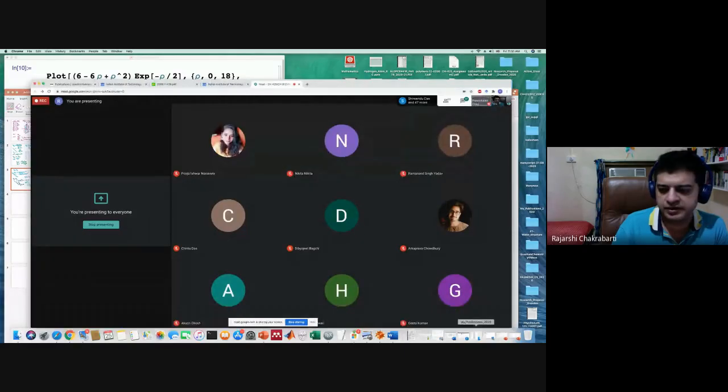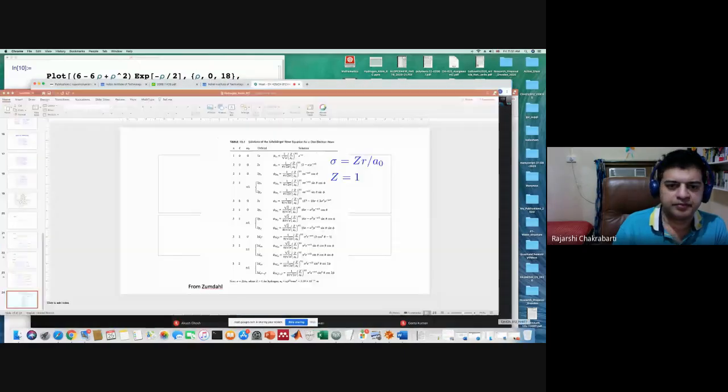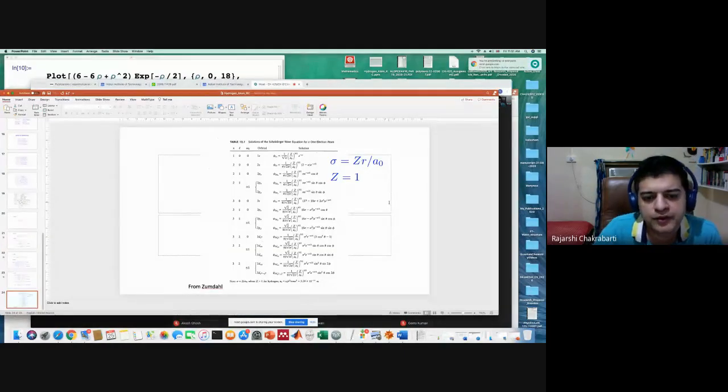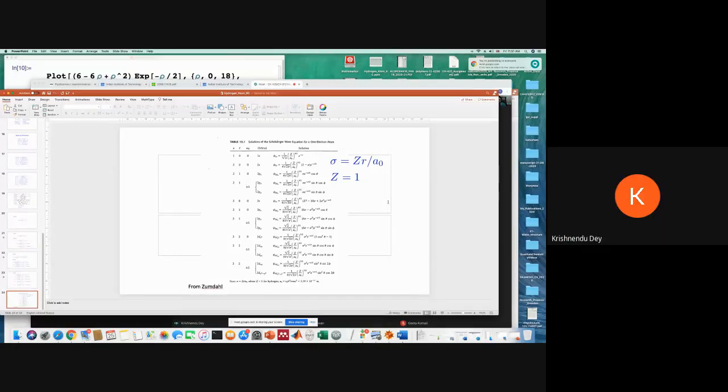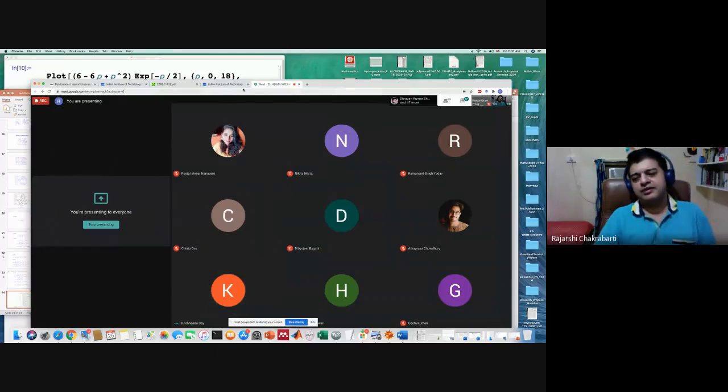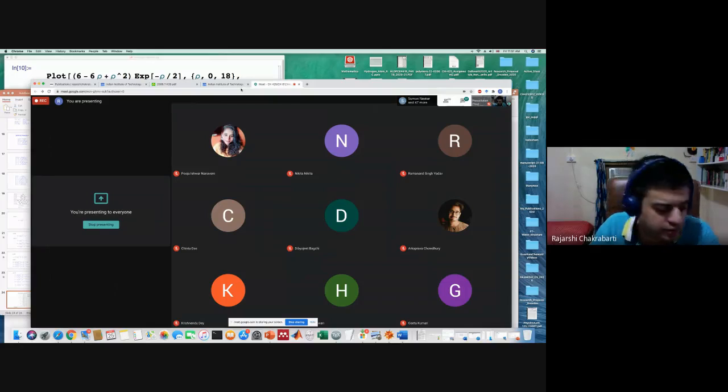Let us see. Sir, what is the basic difference between the two density plots? Only the plus minus sign. Yeah, nothing else. In one case I am doing a psi plot, in another case I am plotting mod of psi square. Yes, nothing else.